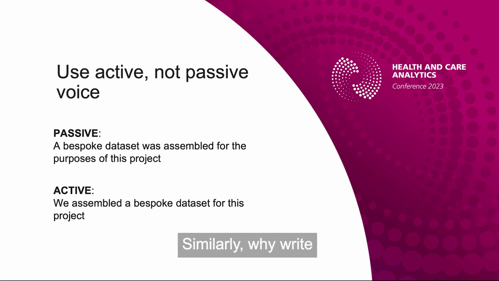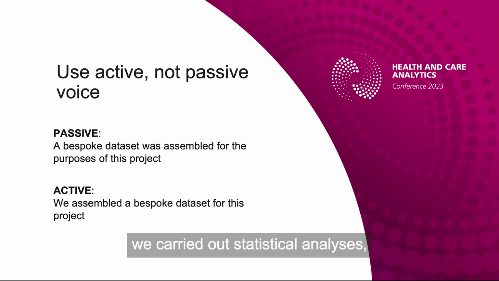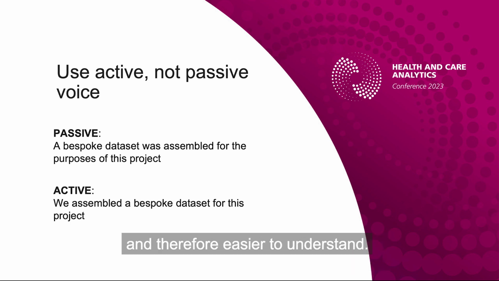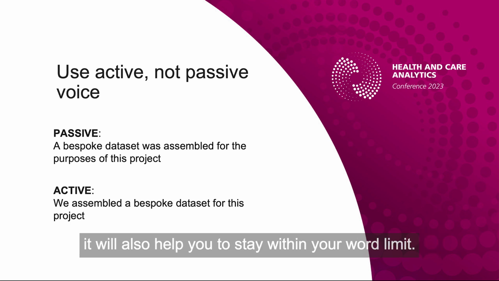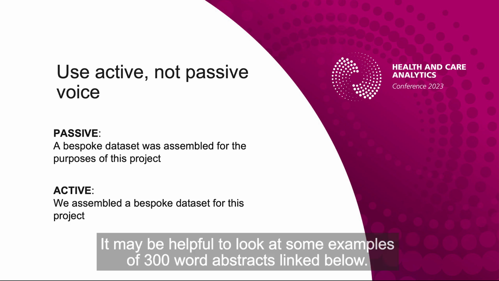Similarly, why write "Statistical analyses were carried out using controlled methods," when you can simply say, "We carried out statistical analyses," or even, "We analysed." It's a simple change that will make your writing clearer to read and therefore easier to understand. And because the active voice tends to use fewer words, it will also help you to stay within your word limit. It may be helpful to look at some examples of 300-word abstracts linked below.